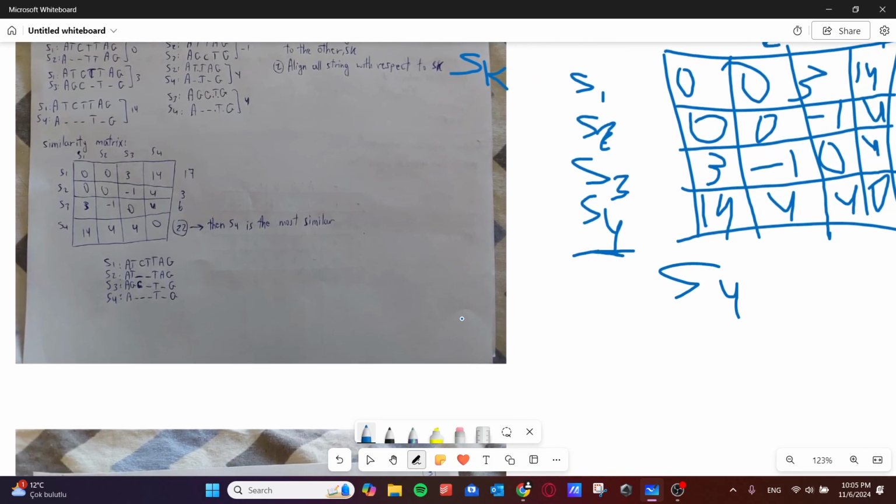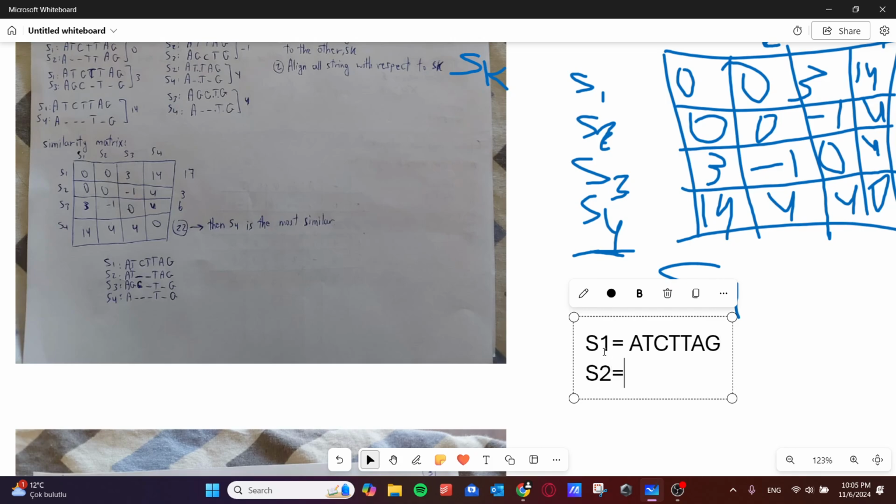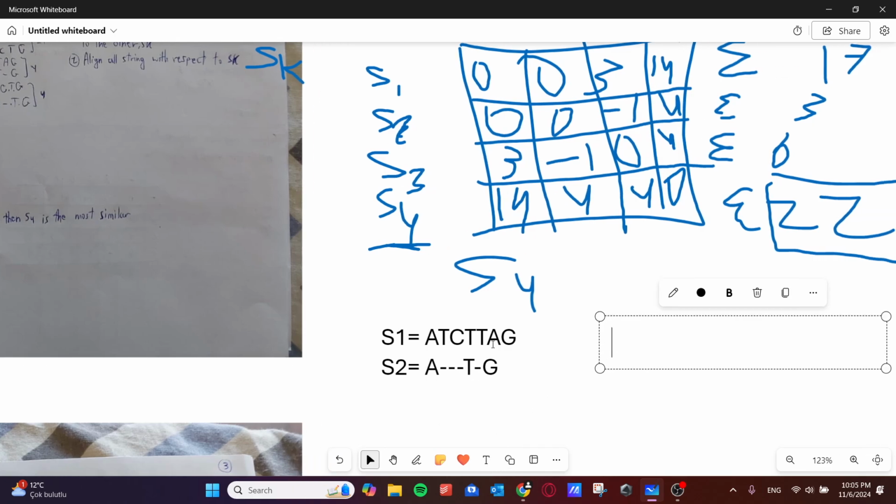So I have to write these. Let me take text, it will be easier. S1 equals A T C T T A G. Then S2: A gap gap gap T gap G. Is it right? It's not. A, 3 gaps, T. No, it is. Okay, so let's take another one.